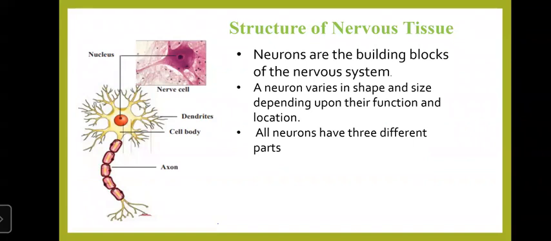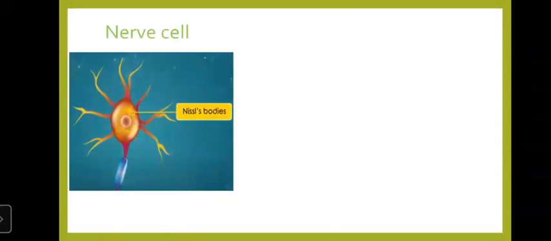Neurons have three different parts. First is the cell body, second is the dendrite, and third is the axon. This is the basic structure of a neuron, which is the building block of nervous tissue. It is made up of three parts: a cell body, this is a cell body, dendrites, which are the small branches coming out of the cell body, and the axon. Now let us study each one of these in detail. The first is the nerve cell or the cell body.